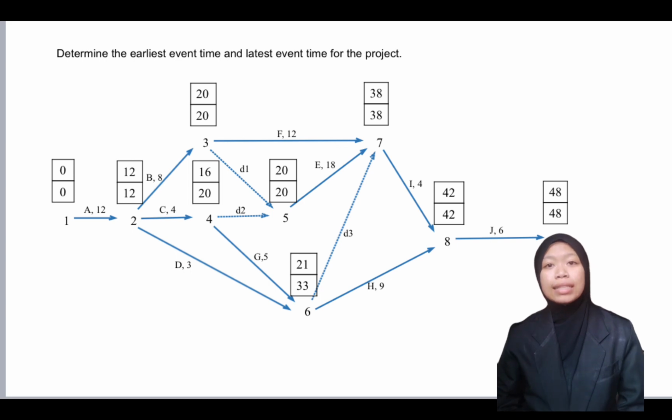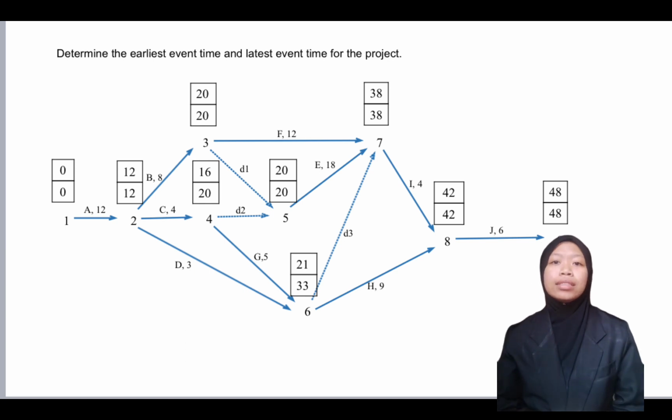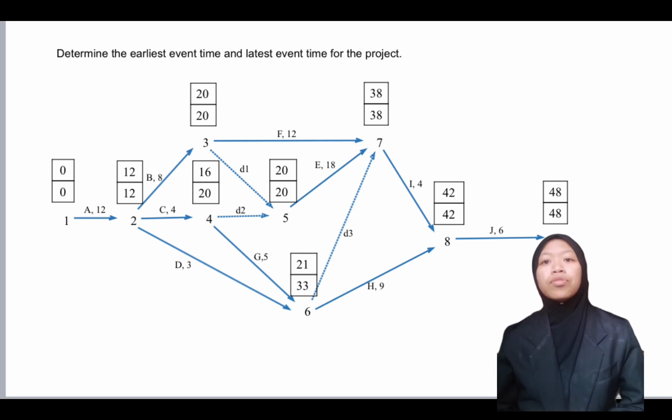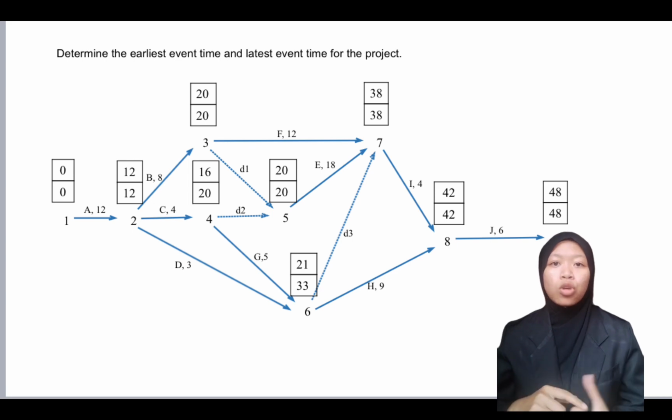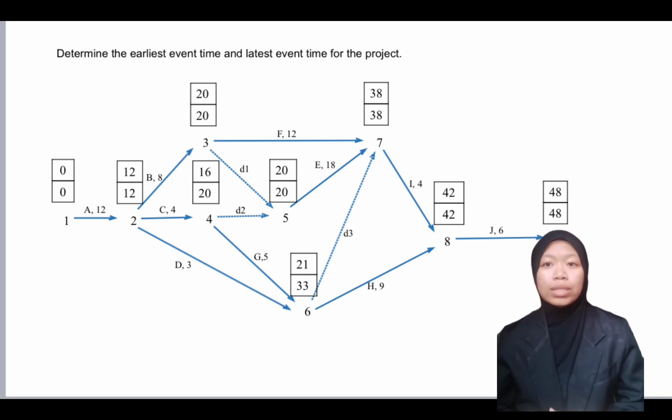Now LET. LET is calculated backwards from the last node to the first node. To get the LET of the current event, we need to subtract the duration of the activities involved from the LET of the last node. As an example, to calculate the LET of node number 8, we take the LET of node number 9, which is 48, minus the activity between them, which is 6, so we get 42.